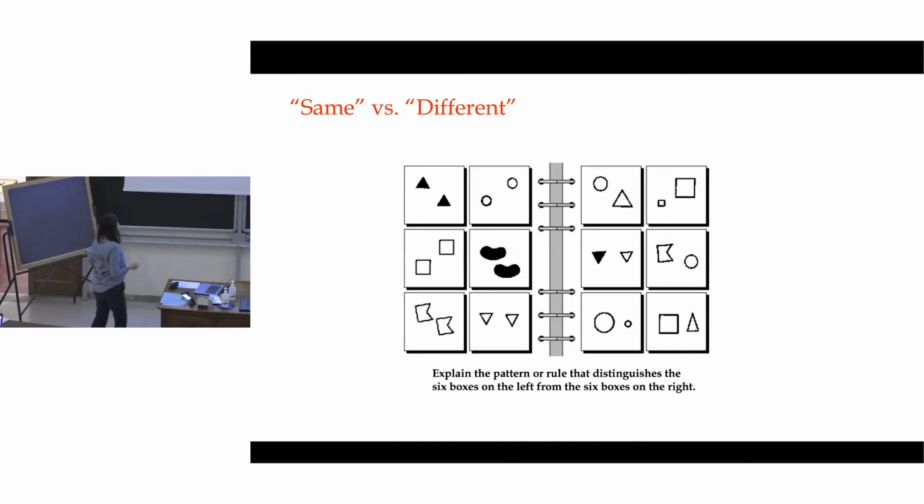Perfect. That's it. So you see on the left, they are all equal, and on the right, they are different by something, by the size or the shape or the color. Very good, human. Good, very good. This is one of the Bongard tests, right?